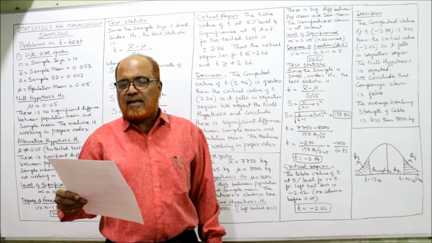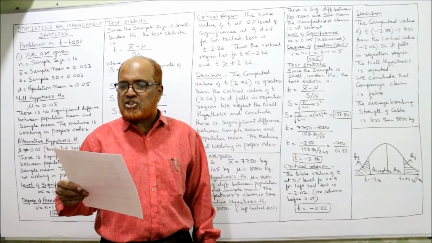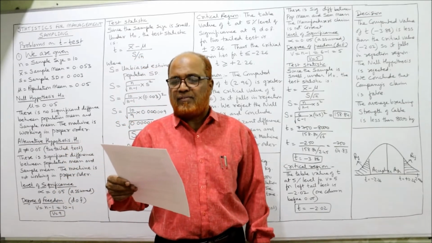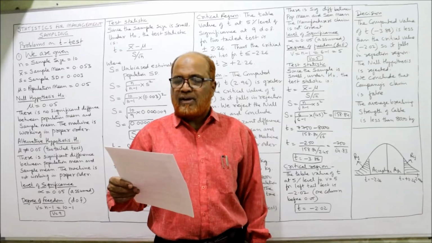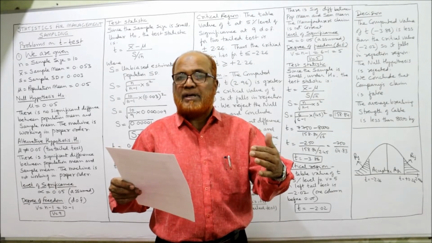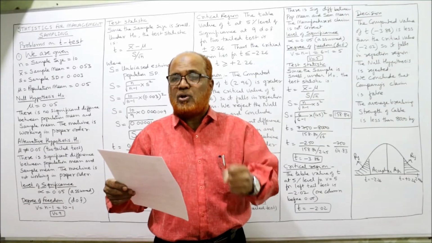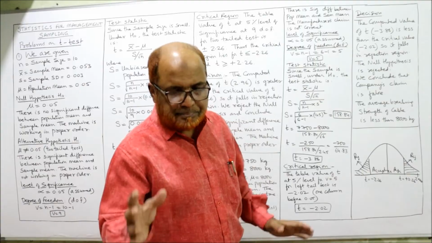A test of the breaking strength of 6 ropes manufactured by a company showed a mean breaking strength of 7,750 kg and standard deviation of 145 kg, where the manufacturer's claim is that the mean breaking strength is 8,000 kg. Will you support the manufacturer's claim?